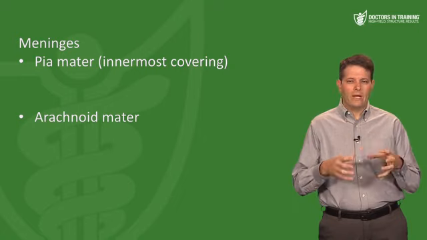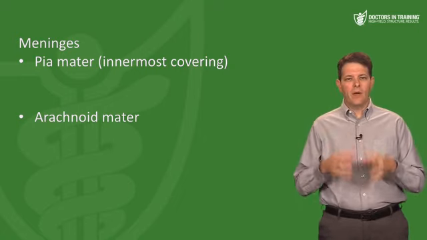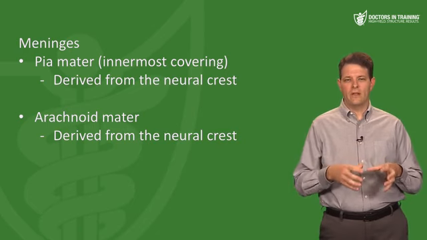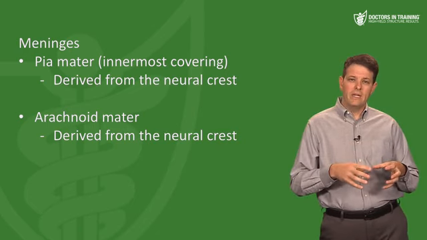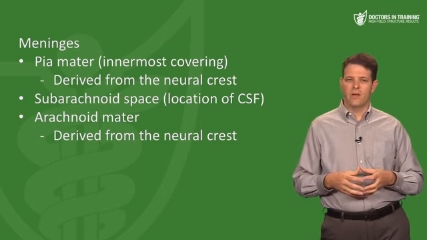That's where the name arachnoid comes from. It's like spider webs, arachnids. Both the pia and the arachnoid are derived from the neural crest cells. And then between the pia and the arachnoid is the subarachnoid space, which is where the CSF is found.